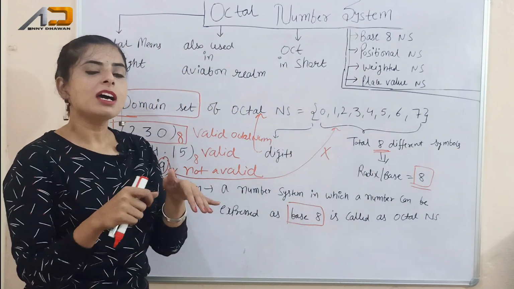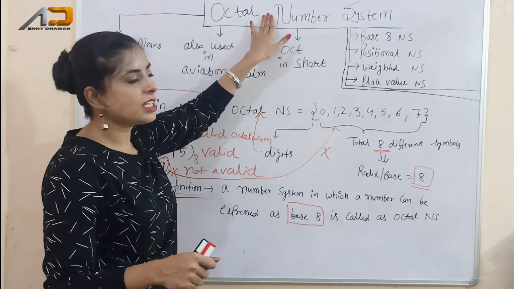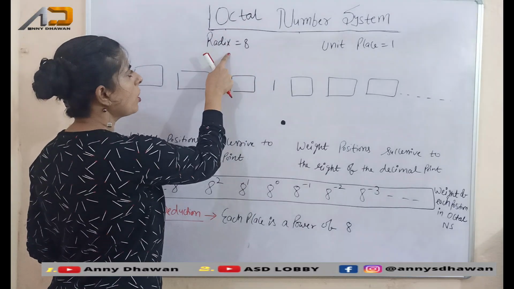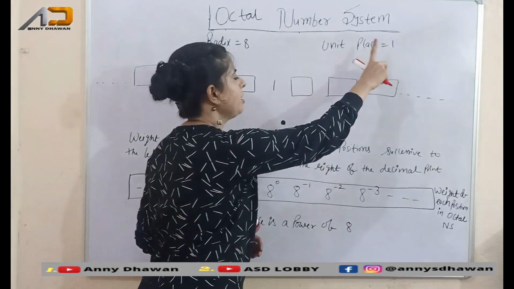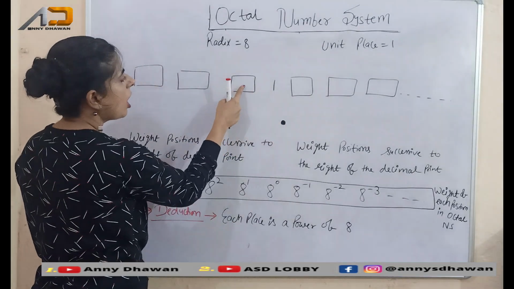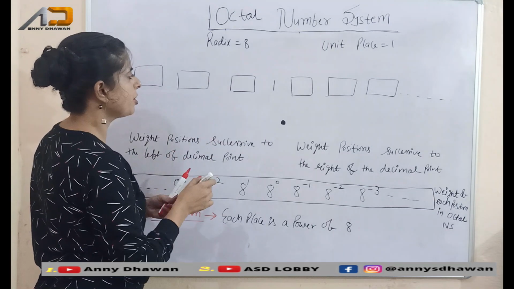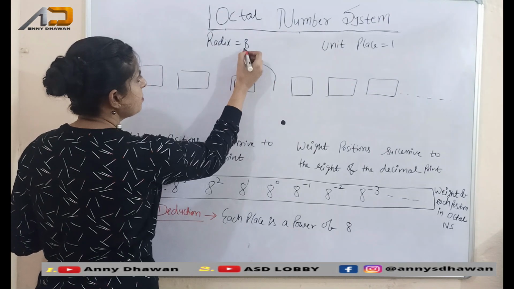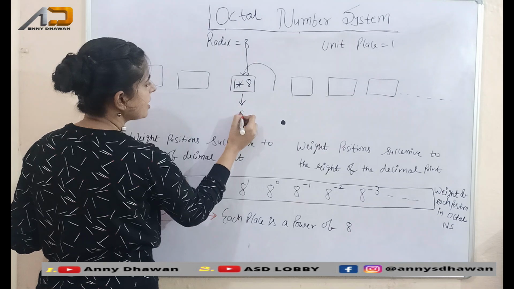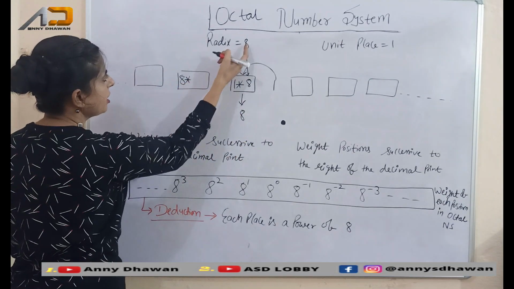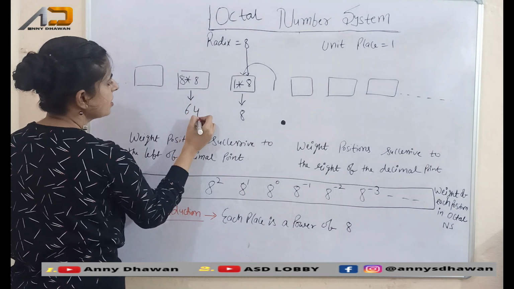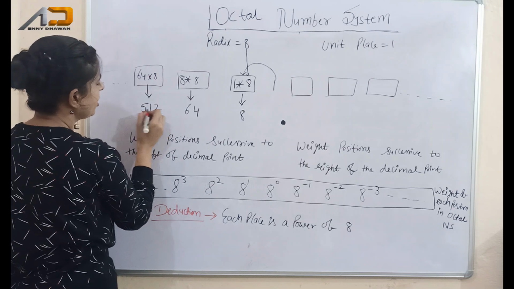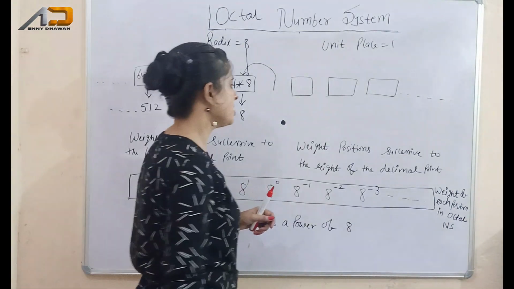Now I am going to explain how we can get the weight positions in the octal number system. Radix of the octal number system is 8. Unit place value remains 1. Now, how can we get the next weight position? The process would remain the same. Previous weight position multiplied by the radix of the number system, that is 8, and the value would be 64. Previous weight position multiplied by 8 and the value would be 512, and continue the process so on.